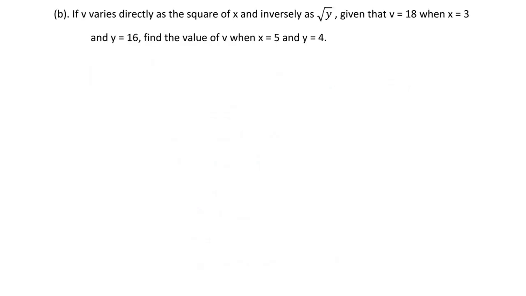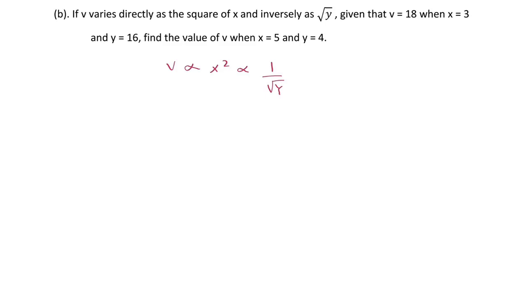For part B, if v varies directly as the square of x and inversely as the square root of y, given that v equals 18 when x equals 3 and y equals 16, find the value of v when x equals 5 and y equals 4. Okay, so this is the variation problem. Let us write the expression symbolically. We are going to have v varies directly as the square of x and inversely as the square root of y.